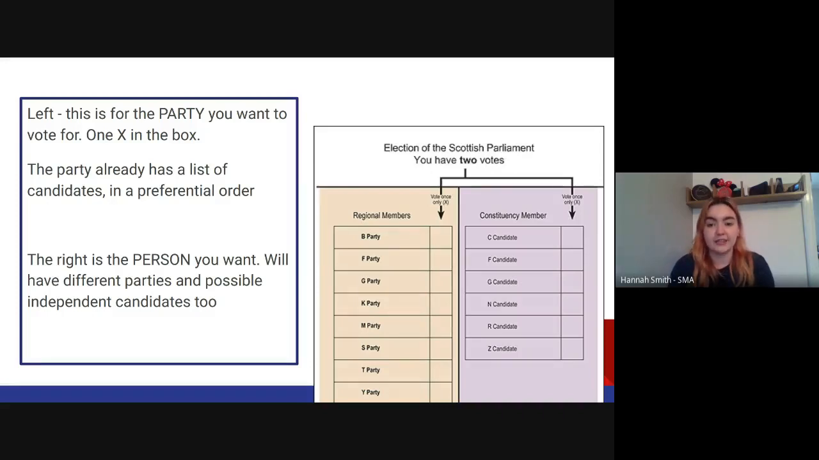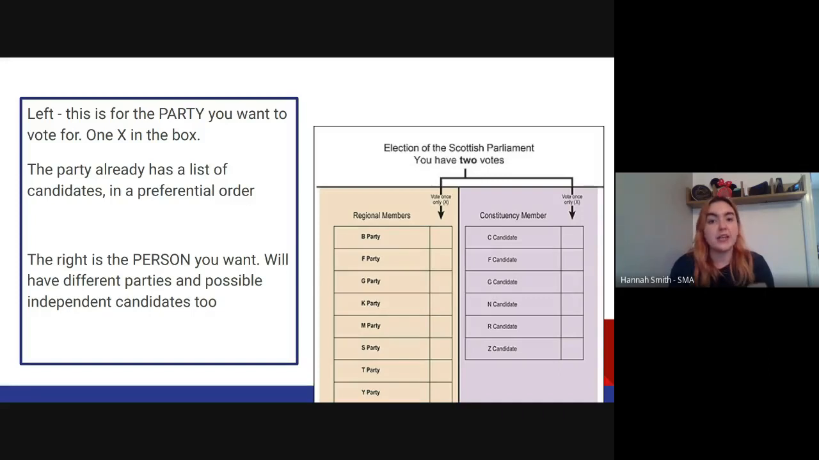The one on the right, now I'm doing that one because it's a constituency member. You're voting for one person, one human being that you see their name on the sheet. That is the easiest one. That is essentially a first past the post vote. Whoever gets the most votes there wins the constituency seat. Dead simple. However, it's the regional one that is a bit more complicated.